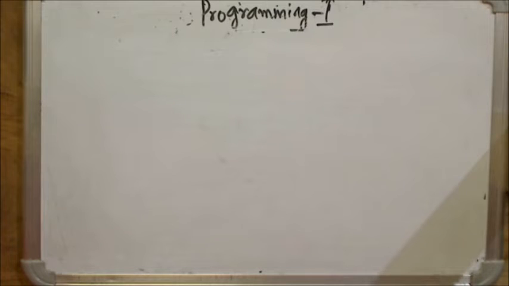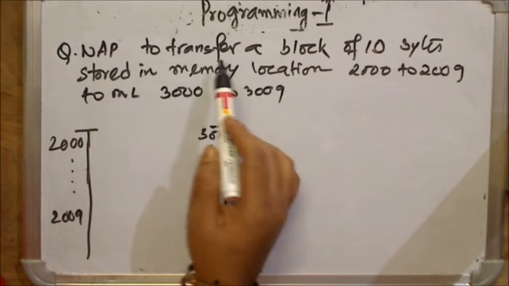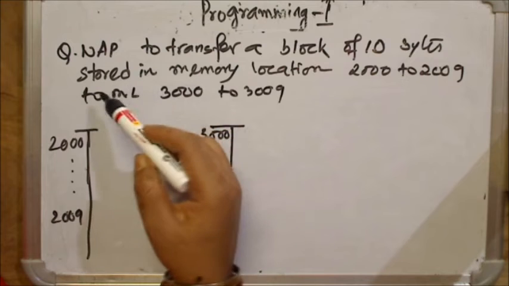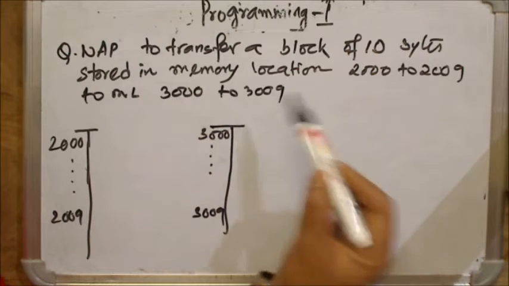So let us go to the next program, the block transfer program. Our next program is: write a program to transfer a block of 10 bytes stored in memory locations 2000 to 2009 to memory locations 3000 to 3009.